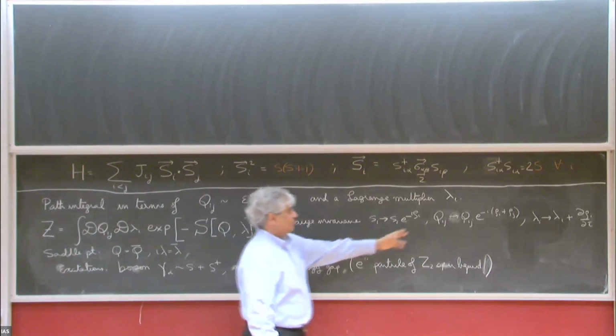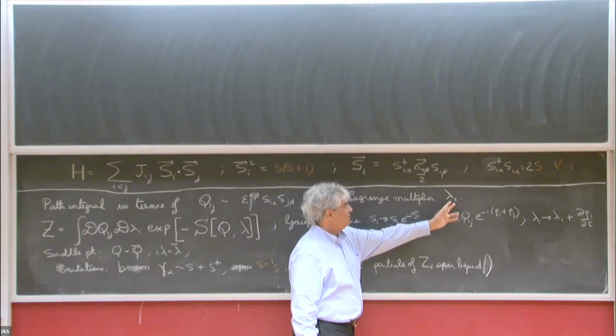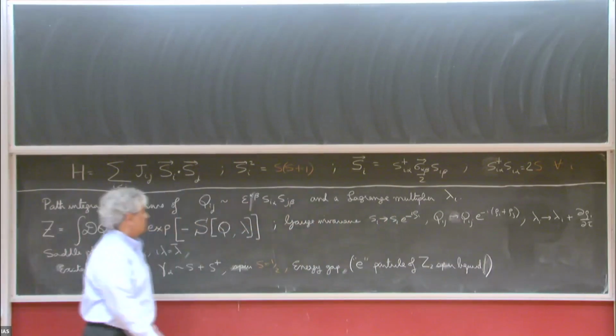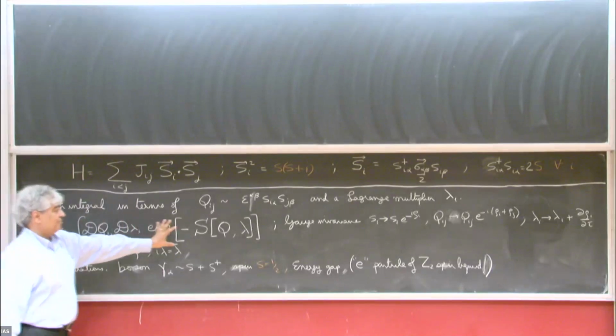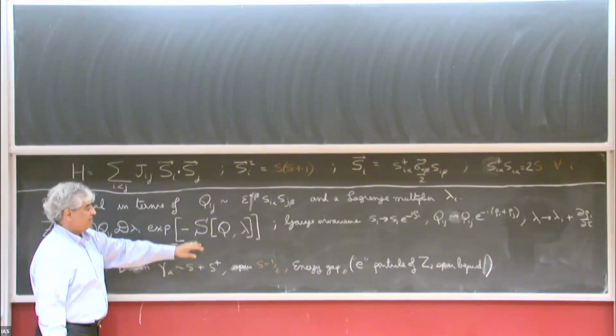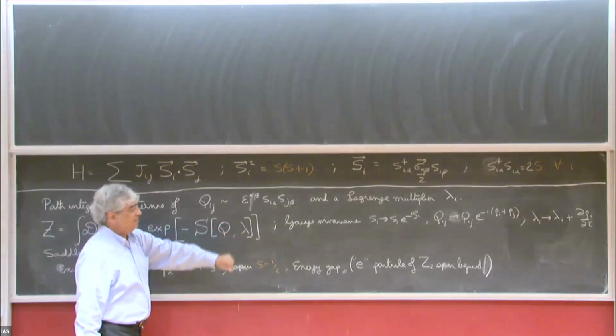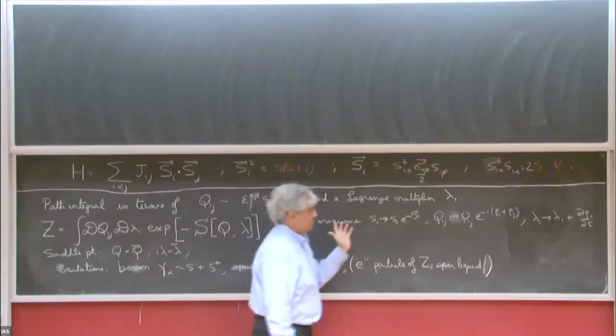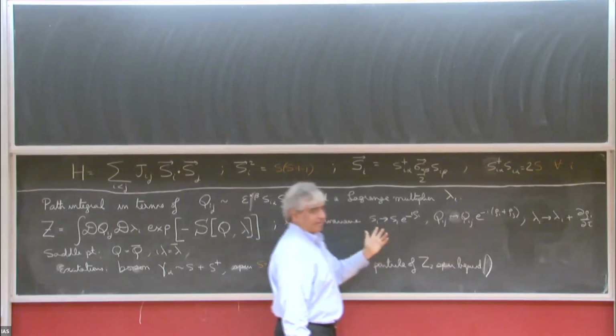And then we also had to introduce a Lagrange multiplier to impose this constraint. Okay, so then we're going to get some very complicated action, which is hard to write down in general, but we're going to study it today. And one of its most important properties is invariance under a gauge transformation.